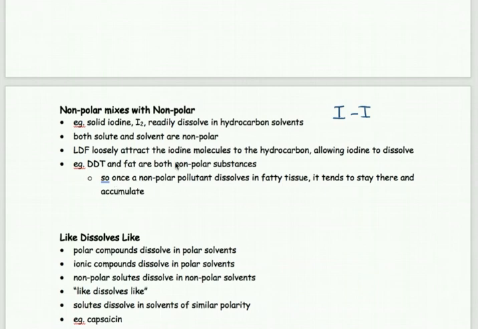So it's a big issue when they decide to use some sort of insecticide and so forth, they have to be really careful about the consequences of it.